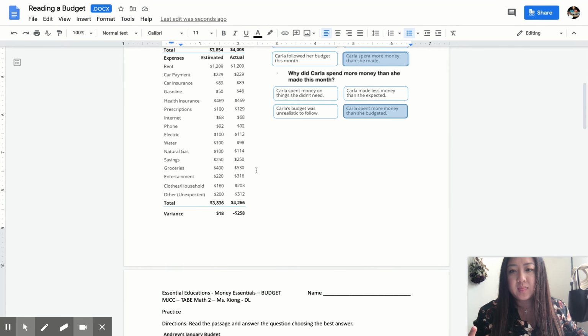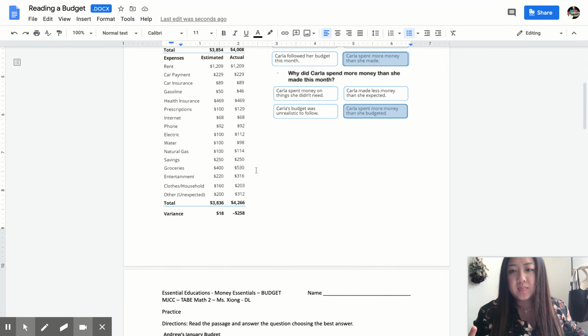Next, you need to look at the columns, okay? The first column is the categories. The second column here is the estimated amount. Before the month, you need to estimate, okay, how much money am I gonna get? How much money am I gonna spend? So the estimated amount is what you think it's going to be. And we also call that the projected amount, all right? What do you project that it's going to be?